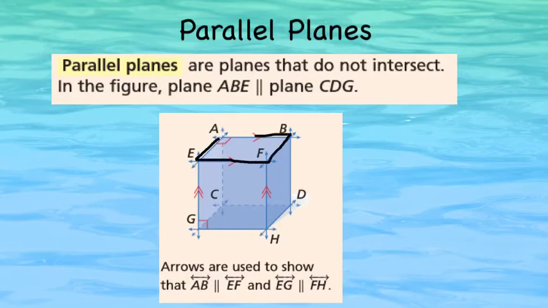B, E, and just to refresh your memory, we've named planes with 3 letters. So ABE is a perfectly good name for this plane. You could call it ABF, FAE, EAB. That doesn't really matter as long as we pick 3 points within that plane. Again, we use our symbol parallel to plane CDG.